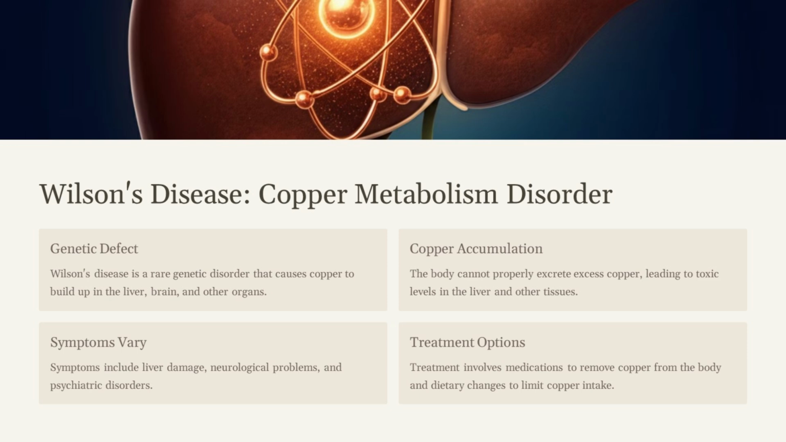Treatment involves medications to remove copper from the body and dietary changes to limit copper intake. Early diagnosis and treatment are crucial to manage the condition and prevent long-term complications.